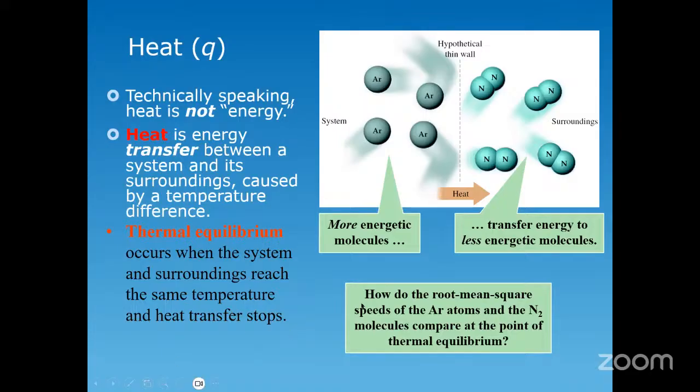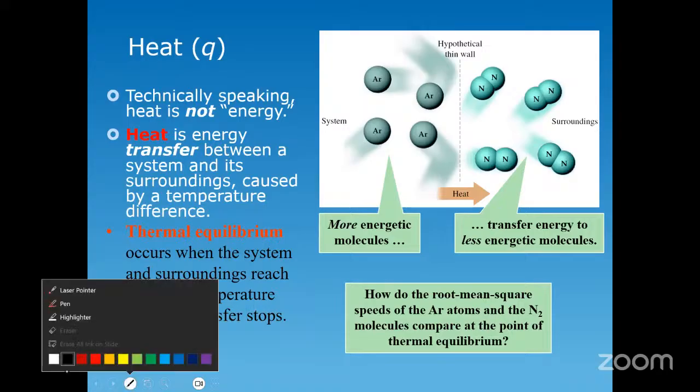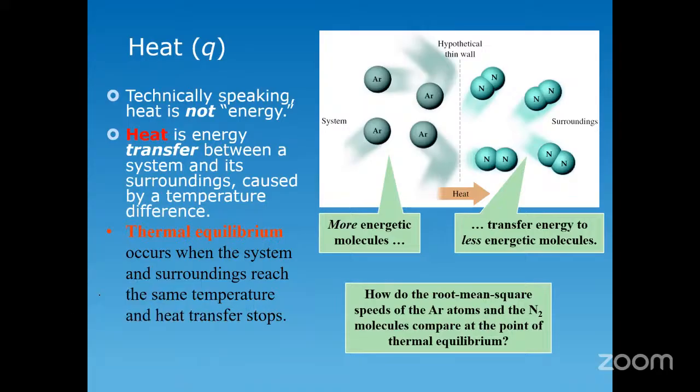Now, this is asking a question. How do the root mean squared speeds of argon atoms and nitrogen molecules compare at the point of equilibrium? Well, one way of tackling this question is we look at the formula that I showed you earlier for the kinetic energy.